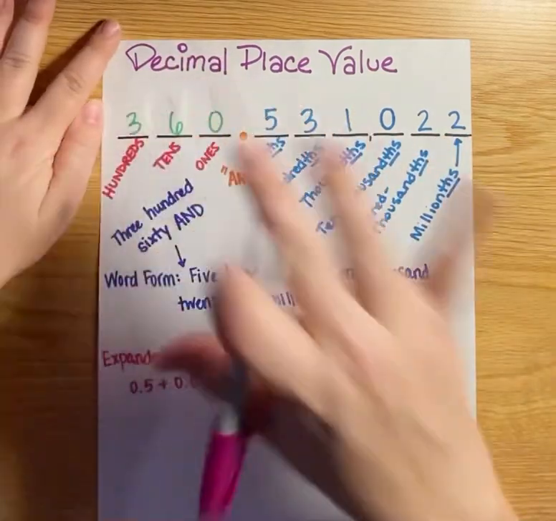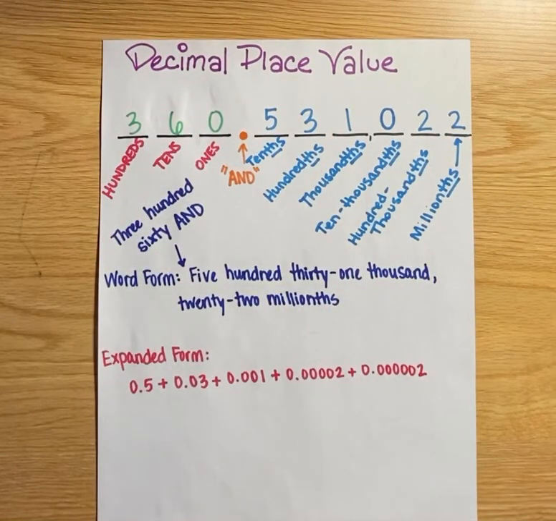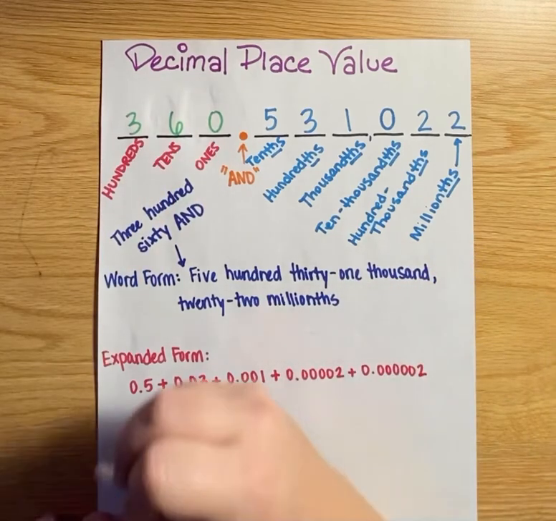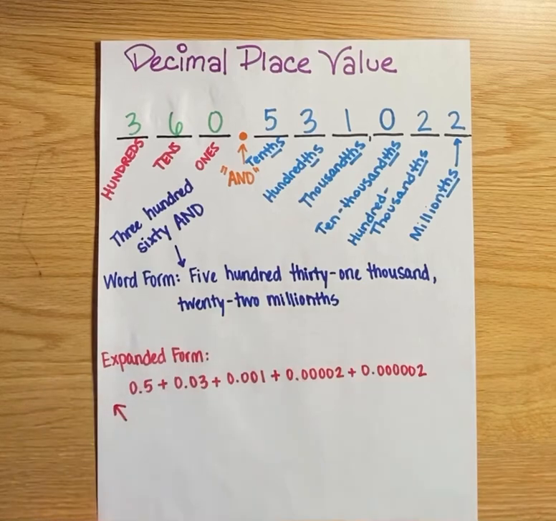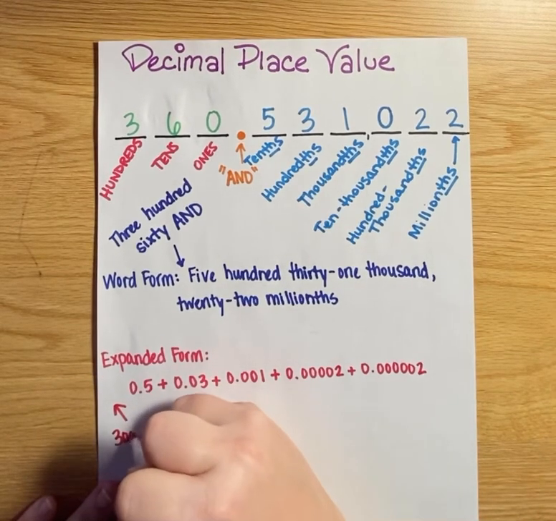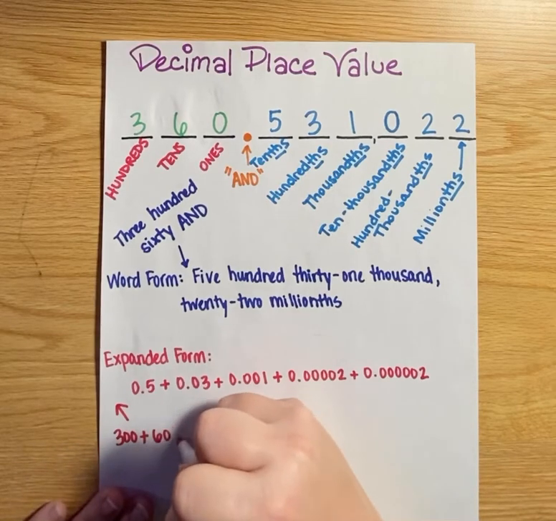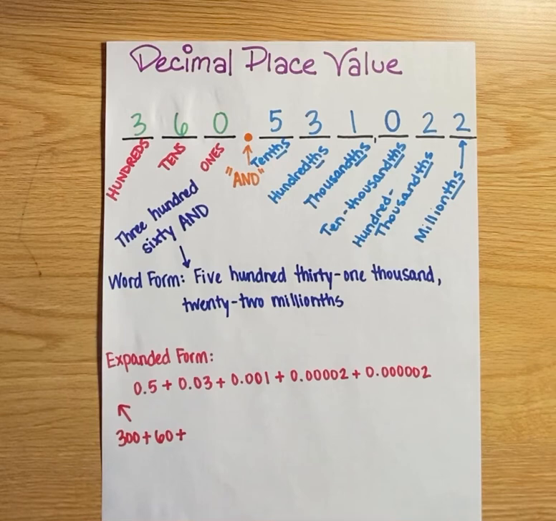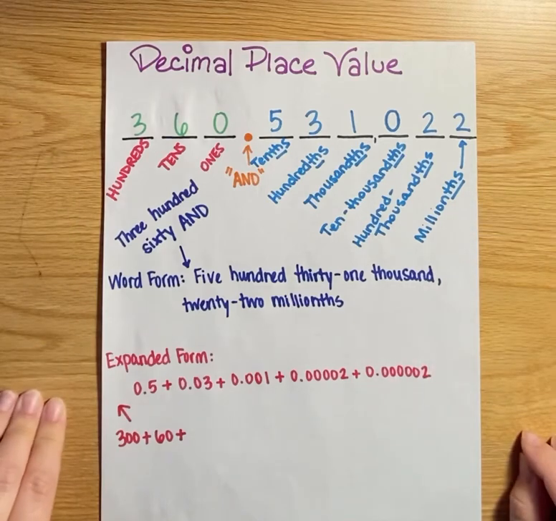Don't worry about this part. I know you guys have got expanded form for before the decimal. Now, if you have a problem that has that number, make sure that you put those numbers first because they are whole numbers. So we would add 300 plus 60 plus, and that would go before our decimal for our expanded form. Okay? That is what we're doing for today, talking about this.